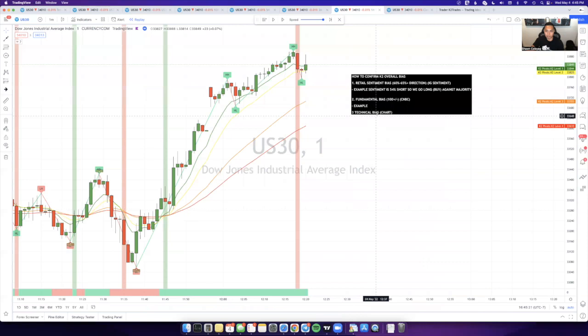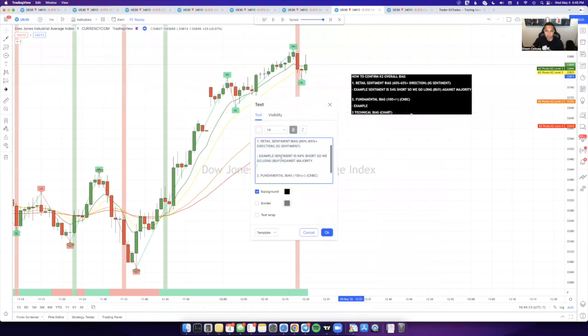So for this example here, the example is going to be 900 plus points positive. So we buy, right?